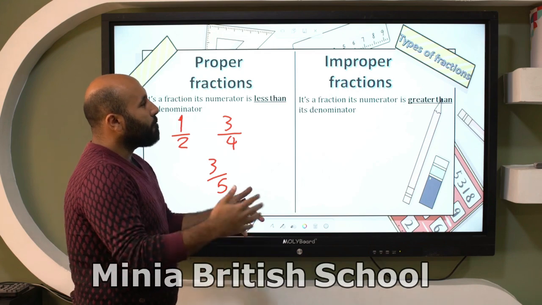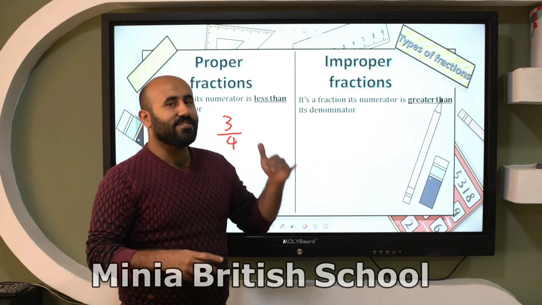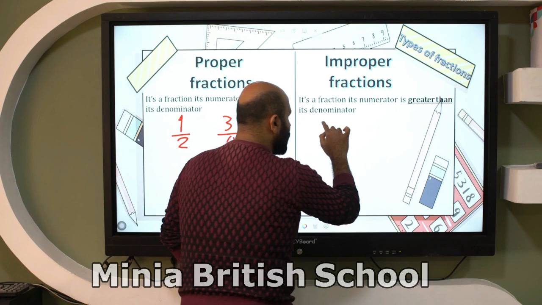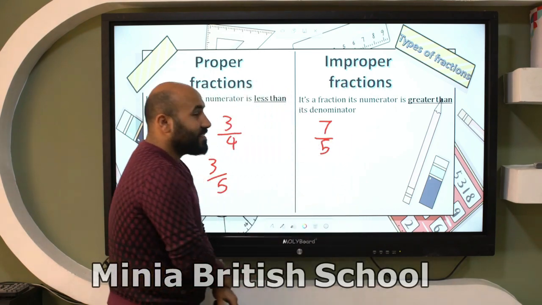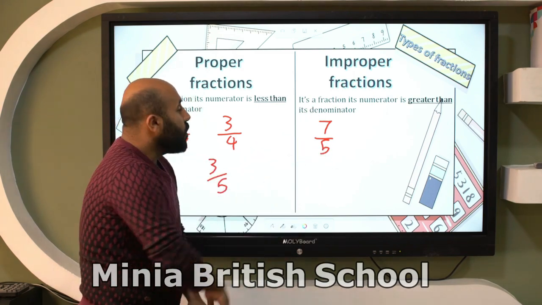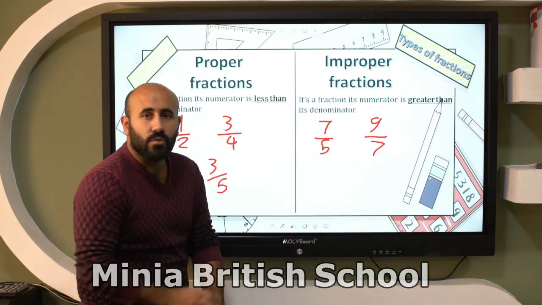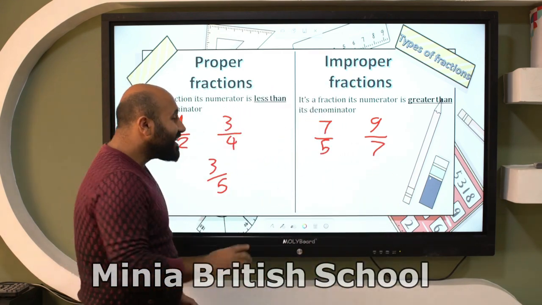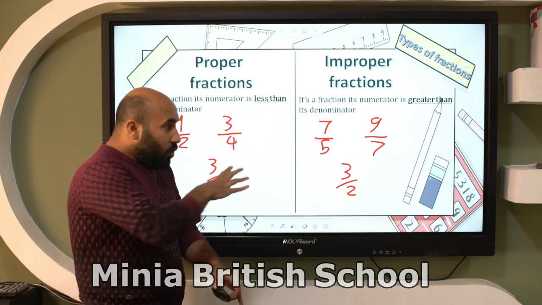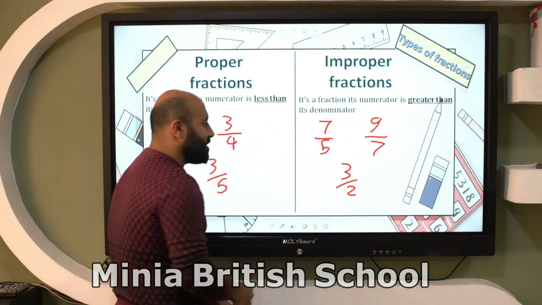So what about the improper fraction, the second type of fractions, which is the fraction whose numerator is greater than the denominator? For example, when I say 7/5, this is an improper fraction. Why? Because its numerator is greater than the denominator. When I say 9/7, also an improper fraction. When I say 3/2, this is also an improper fraction. In all of them, the numerator is greater than its denominator.